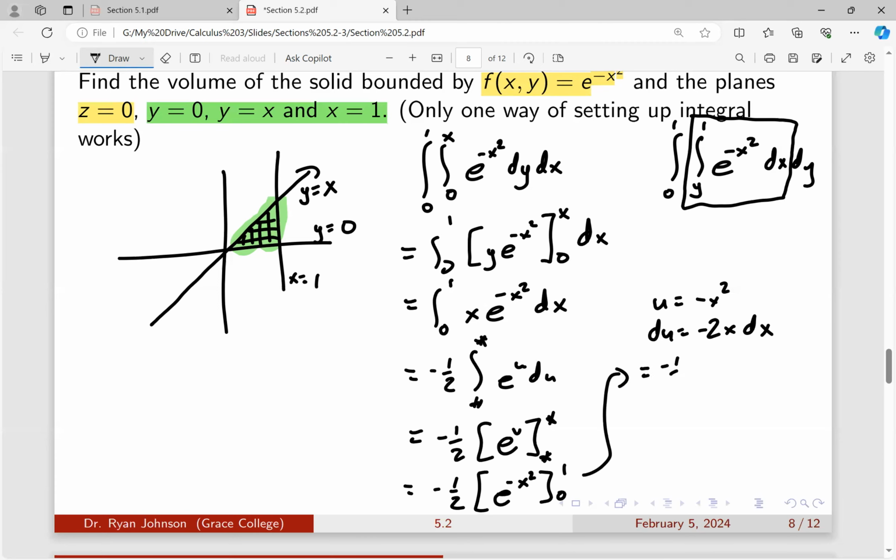And so then move that up here. It's equal to negative 1/2 times, plugging in 1 gives me e to the negative 1. Plugging in 0 gives me e to the 0, which is just 1. So this equals 1/2 minus 1 over 2e. And that's it.